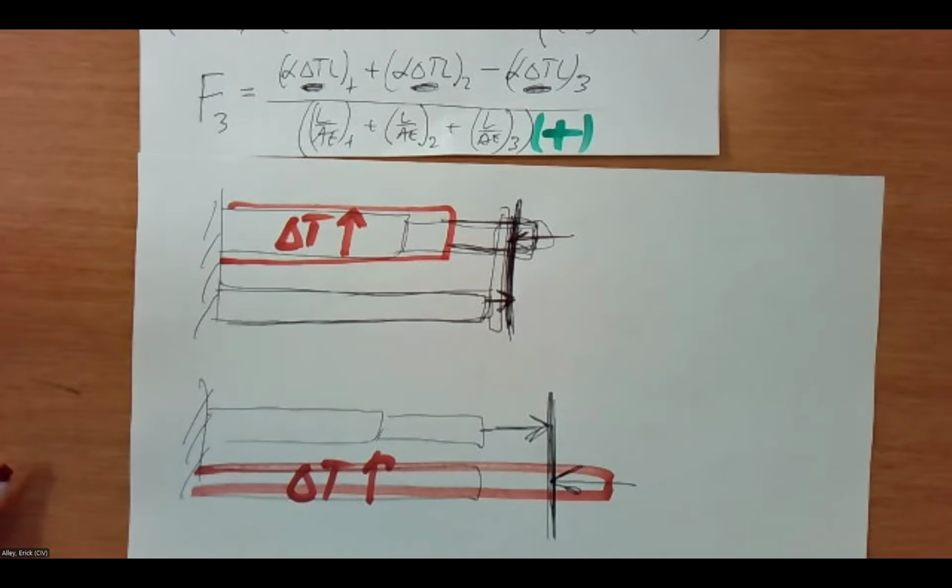If I heat up 1 or I heat up 2, I'm going to get a positive for F3. That's this top picture. If I just heat up number 3, I see there's a big minus sign on that one in the numerator. So if I try to expand number 3 and 1 and 2 are hanging on, we're going to have to push back on them. So that shows us a little more complex case, but I can see that it all comes out passing the sanity check there. Anybody have any questions about how we set up that multi-bar linkage?